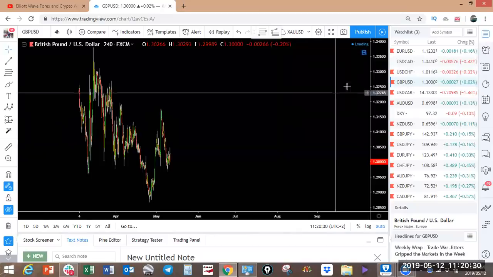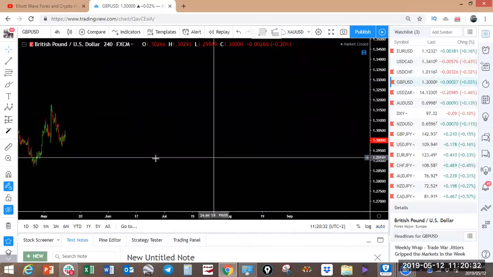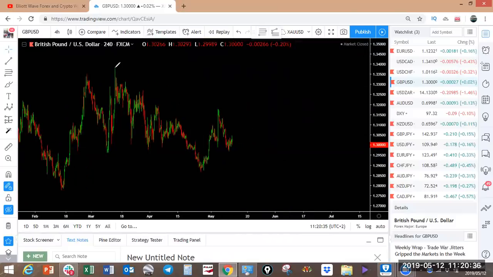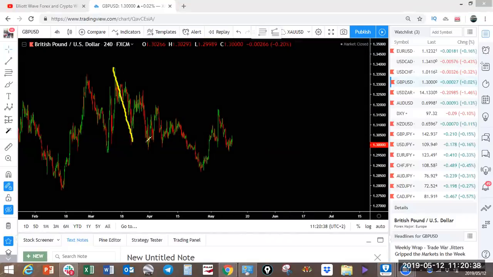Pound US dollar. Now pound US dollar and the rest of the pound pairs, we are going to discuss. We have been looking at these corrective structures for the last couple of weeks. 3-wave moves, okay? They've been making these 3-wave moves. Let's use a different color there. 1, 2, 3. Now they made these three-wave pulsing moves to the upside. I'm going to use a different color. This is a 1, 2, 3.